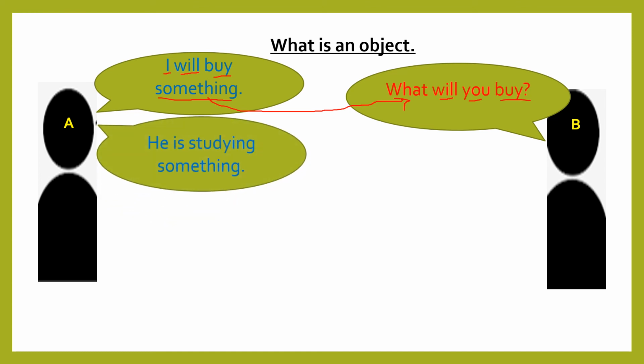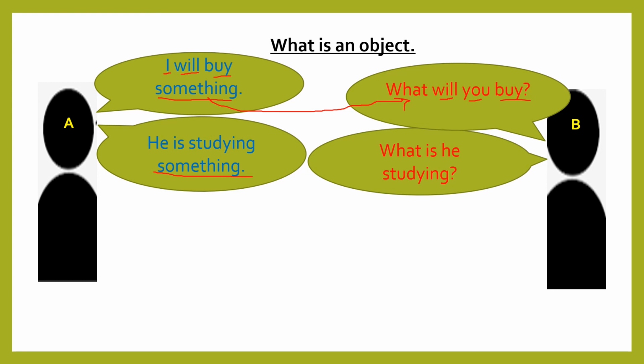Next one. A says, he is studying something. So B wants to know what something is. So something becomes what. And then this subject and verb just swaps. When we have a be verb, the be verb is an auxiliary, so we just swap with the subject. So he is becomes is he. He is studying something, and B asks, what is he studying?